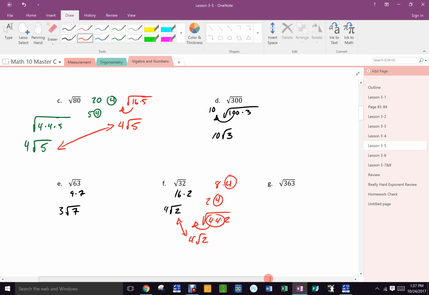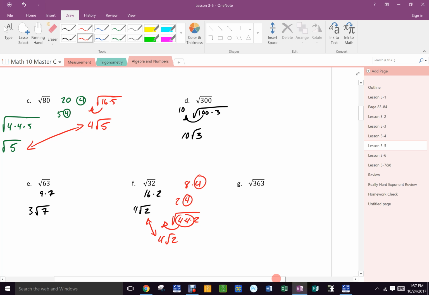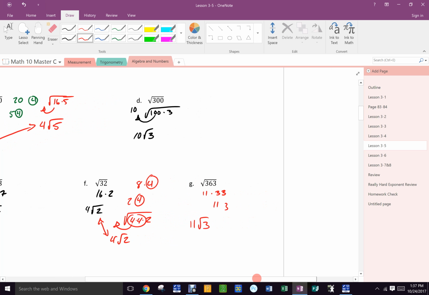Do I care which way you do this? No. Great. What's 363? 11 and 33. 11 and 33? According to Jack. Now what? 3 and 11. 11 and 3. Is there a pair? So what comes out? 11 root 3. Now, Mr. Myers happens to have his perfect squares memorized. 363 is 121 times 3. What's the square root of 121? 11. What did I leave under there? 3. Does it matter? No.